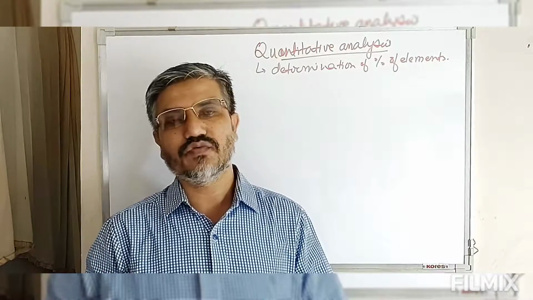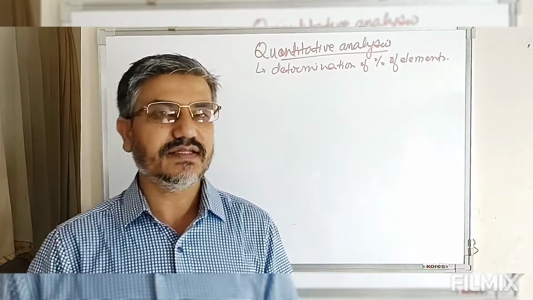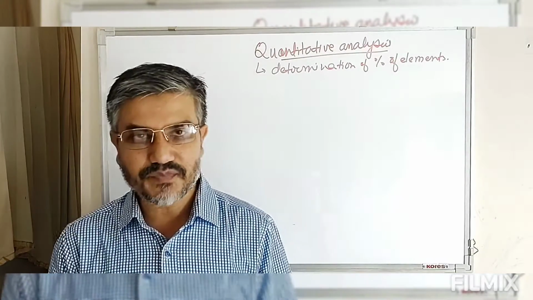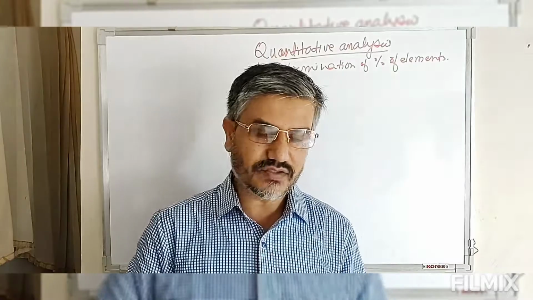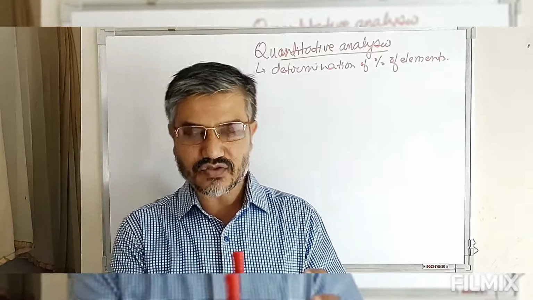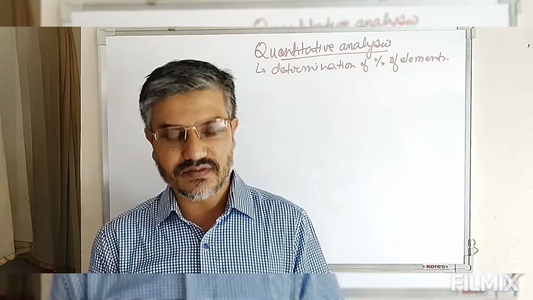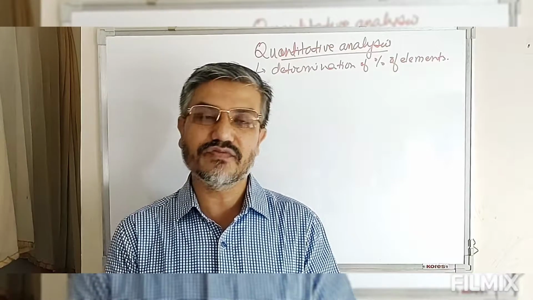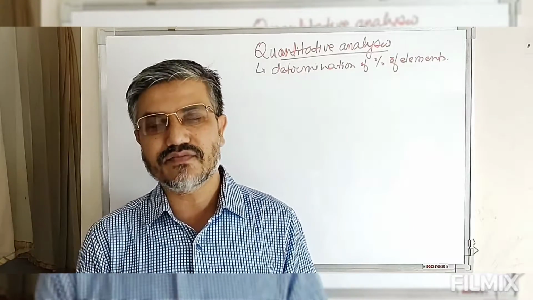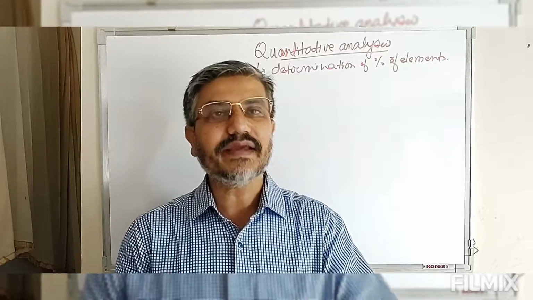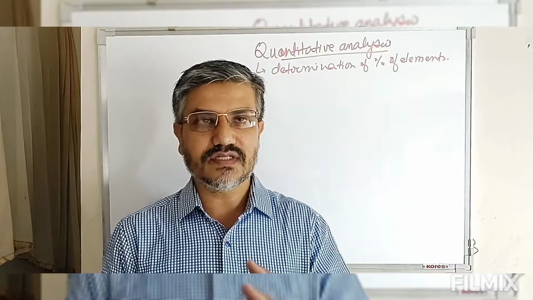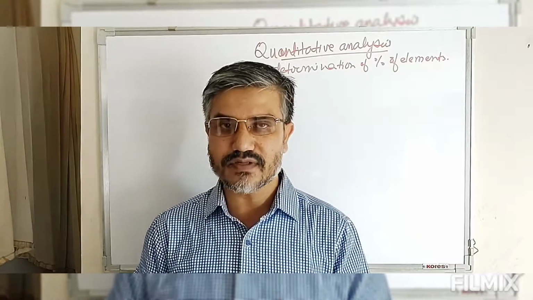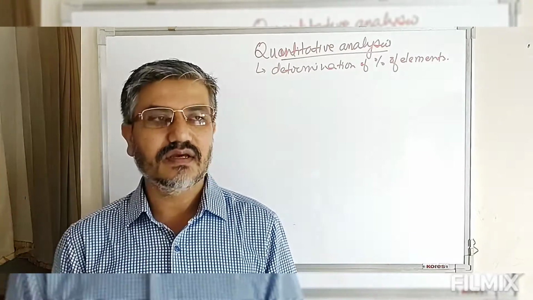Now, we have seen that an organic sample contains carbon and hydrogen, so we have to identify the percentage of carbon in a given sample. We have to identify the percentage of hydrogen. We have to identify the percentage of halogen if present, the percentage of phosphorus if present, and the percentage of sulfur if present. And we have to identify the percentage of nitrogen by different methods. So this is all about the quantitative analysis, or the calculation of the percentage of elements.